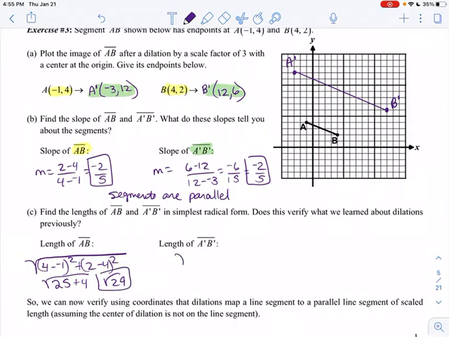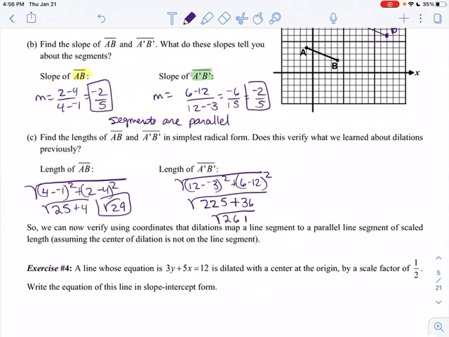And A prime, B prime. So I have 12 minus negative 3, and 6 minus 12. So that gives me 15 squared, which is 225. And I have negative 6 squared, which is 36. And if I add those together, let's see what I get. Radical 261. Okay, and if you found the square root of each of these, you would see that yes, the length is going to be 3 times as big. Okay, all right, so those are just some things that we learned.